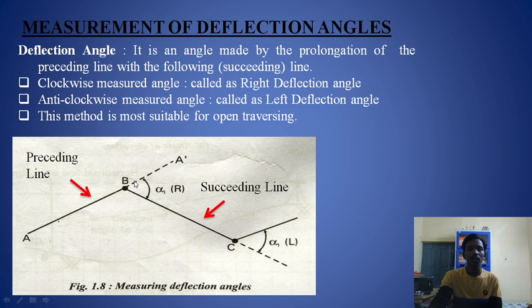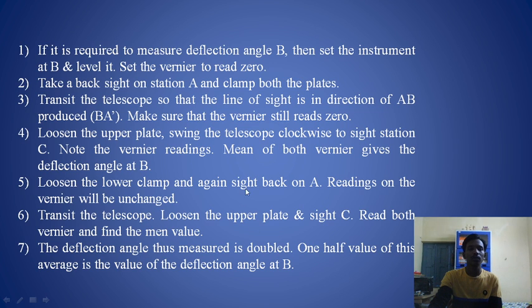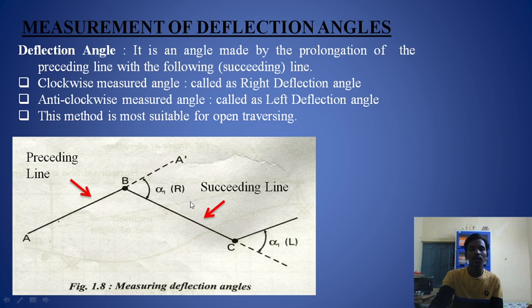The measurement of deflection angles is most suitable for open traversing. You can observe open traversing in aligning highways, railways, and canals, so wherever open traversing is required. Now let's learn about the procedure.